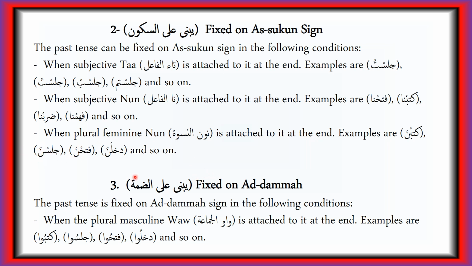Number 3, يبنى على الضمة, fixed on a dhamma. The past tense is fixed on a dhamma sign in the following conditions. When the plural masculine wow jama'a is attached to it at the end, examples are katabu, jalasu, fatahu, dakhalu, and so on. All of these verbs have wow jama'a attached to the end. For example, katabu has wow jama'a attached to the end, jalasu has wow jama'a attached to the end, etc. So they all take the dhamma.